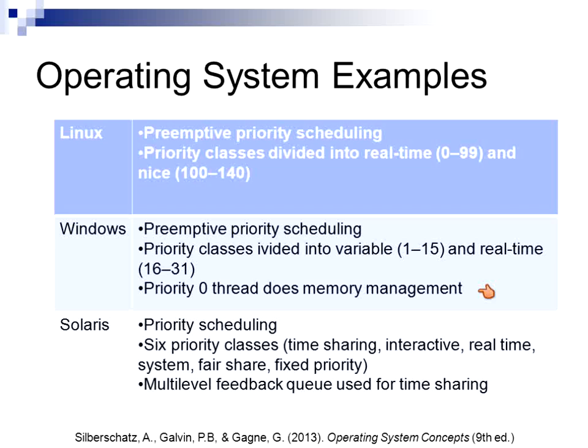And then Solaris has priority scheduling, and they have 6 different priority classes: time-sharing, interactive, real-time, system priority, fair share priority, and fixed priority, because a Solaris system is a server where it may have many interactive users connected to it. And so it has different priority classes to handle that. It uses a multilevel feedback queue for its time-sharing class. So the interactive users will get their time slices and so forth.